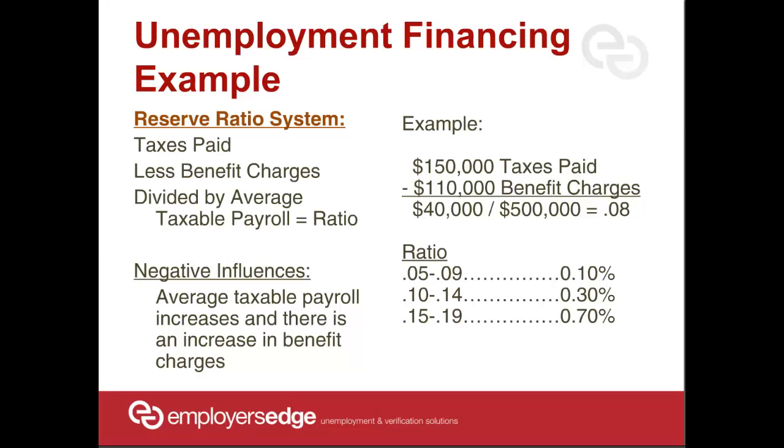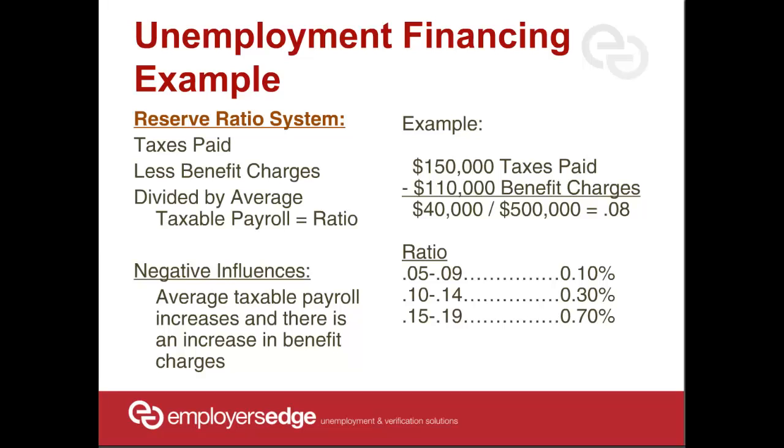The negative influence, what's going to impact your rate in the reserve ratio system, is if your average annual taxable payroll increases. So believe it or not, if you add more employees, that could have a negative impact, and there is an increase in your benefit charges. The more people collecting unemployment, the more negative impact, obviously, on what your potential tax rate could be.